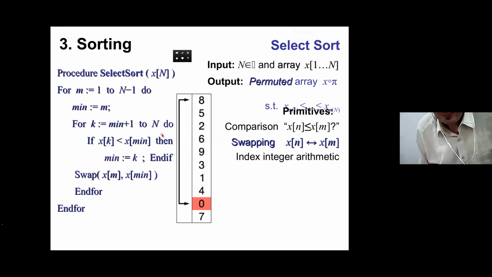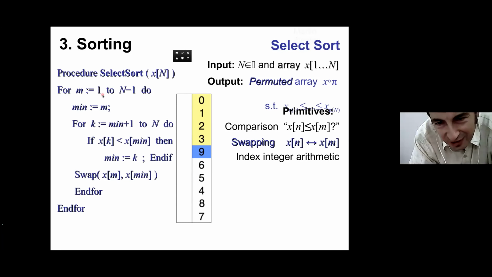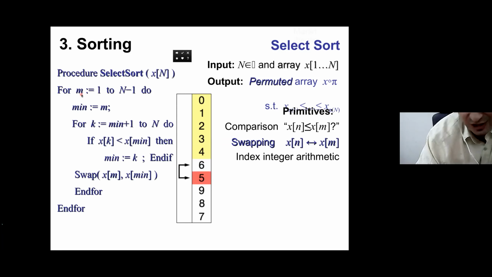So m now is a number such that the first m minus 1 elements of the array are sorted in the beginning, and when you exit this loop, then also the first m are sorted. So this means that this loop will determine correctly the value of the mth element of the sorted array. And how does it do this?